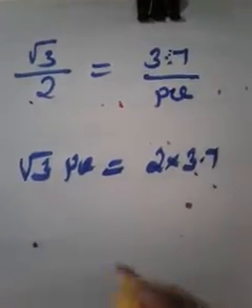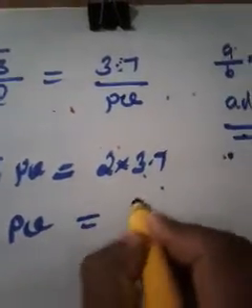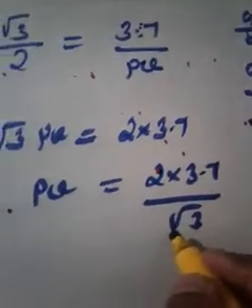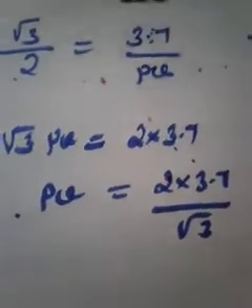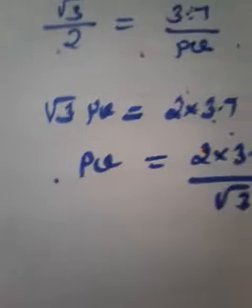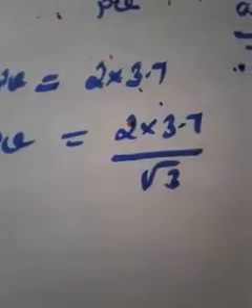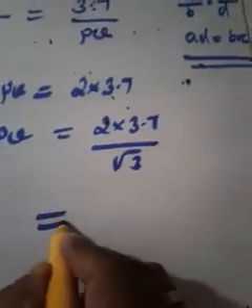That means what will be PQ? PQ will be 2 into 3.7 by root 3. Root 3 into PQ is equal to 2 into 3.7. Then what we need is PQ, no? So PQ is nothing but 2 into 3.7 by root 3. So what is 2 into 3.7?